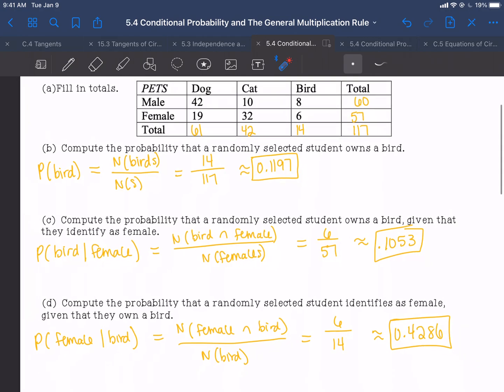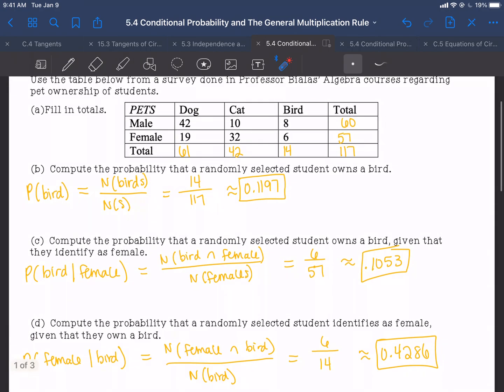So again, female given they own a bird. So you're looking at those who own birds. That would be 14. Out of those 14, 6 students are females.